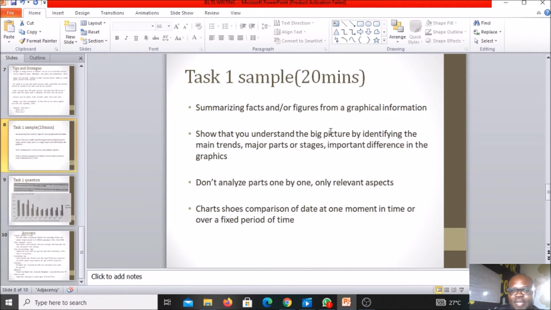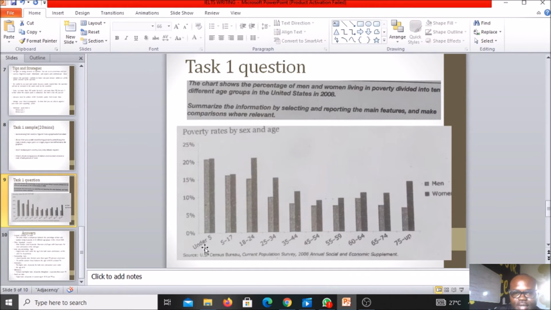So it has to be the bigger picture. That's what you try and understand. So show that you understand the big picture by identifying the main trends, major parts of the stages, important differences in the graphics. Don't analyze parts one by one, only relevant aspects. Like I say, you don't have to be talking about under this age, blah, blah, blah. You don't have to take it one by one. So look at the relevant and most important things.